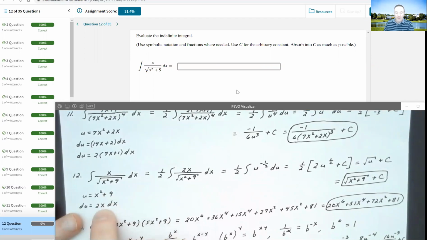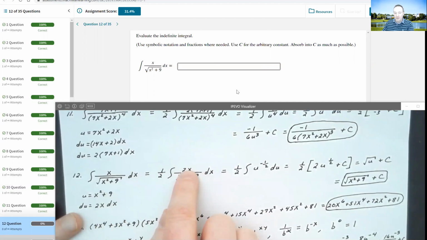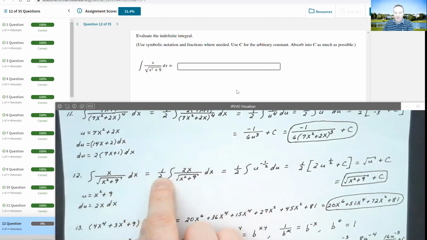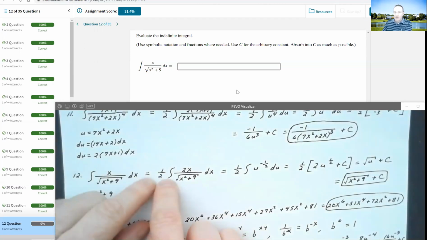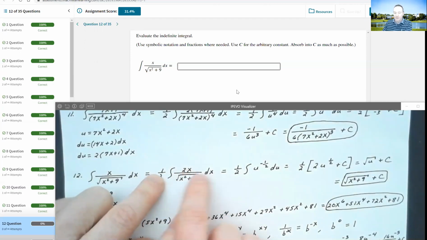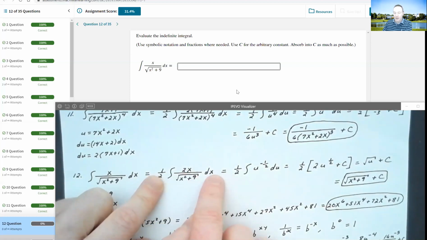When I do that, I see that the derivative of u, derivative of x squared, is 2x with respect to x. I have to force my numerator to have a 2x by multiplying by 2. Thus, I divide by 2 on the outside, or multiply the outside by 1/2. So now I'll have 1/2 the integral of 2x over this square root of x squared plus 9 with respect to x. That's going to give me 1/2.